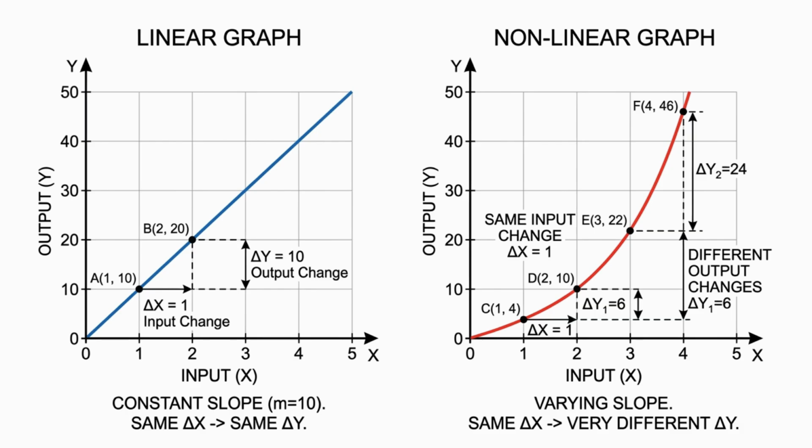Double the input to a resistor, and the output doubles too. But do the same thing to a diode or transistor, and the response may change completely. So why do some circuits behave predictably, while others create entirely new effects?